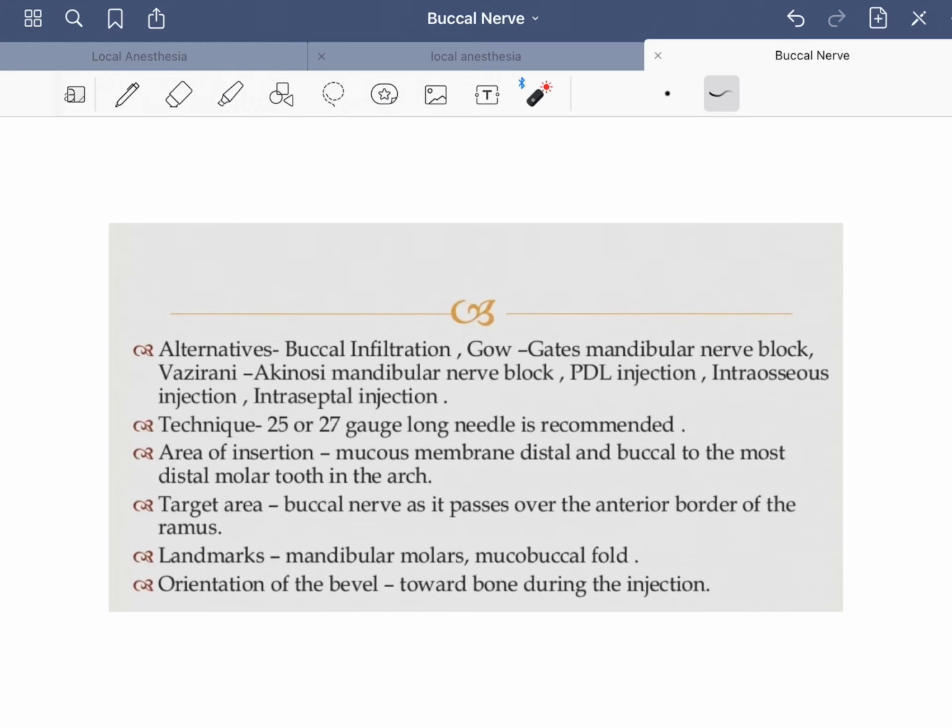The area of insertion is the mucous membrane, distal and buccal to the most distal molar in the arch. This is a very important point. You have to look inside the patient's mouth and seek the most distal molar tooth in the arch. The area of insertion will be distal and buccal to the most distal molar tooth in the arch. The orientation of the bevel is toward the bone. You have to orient the bevel of the needle toward the bone during the injection.